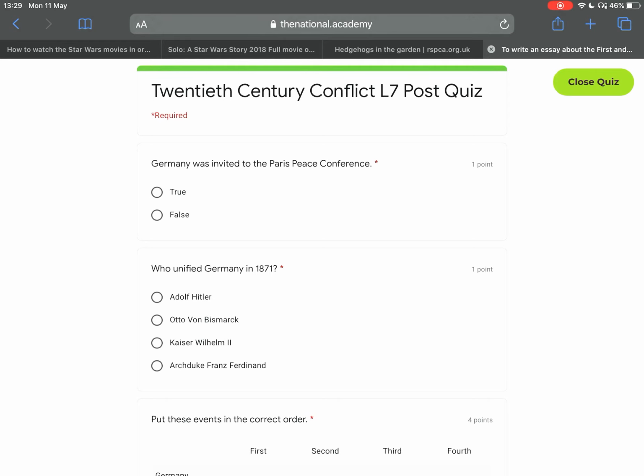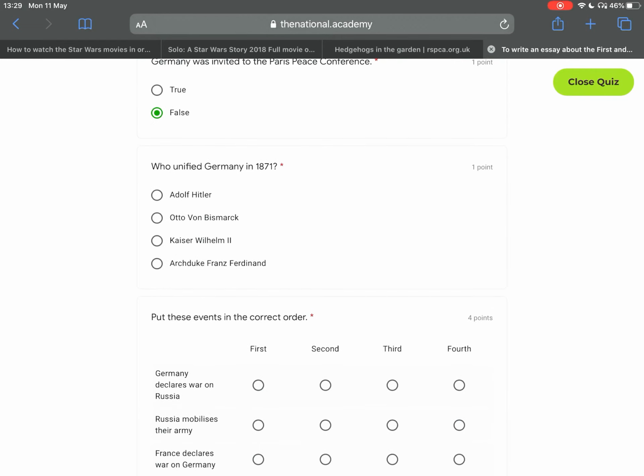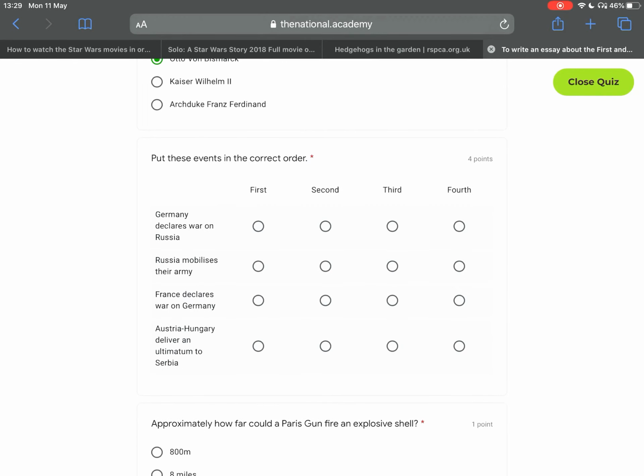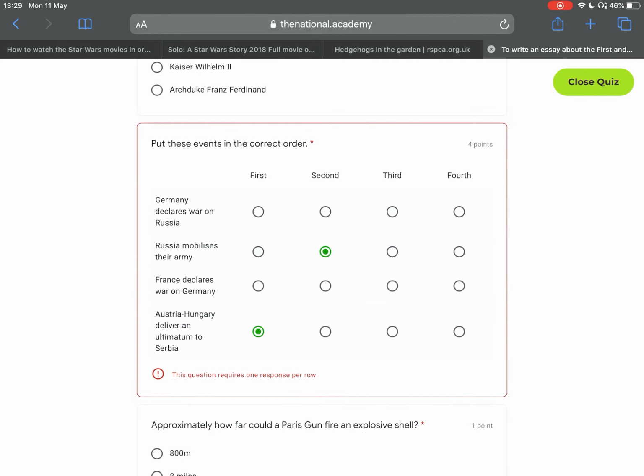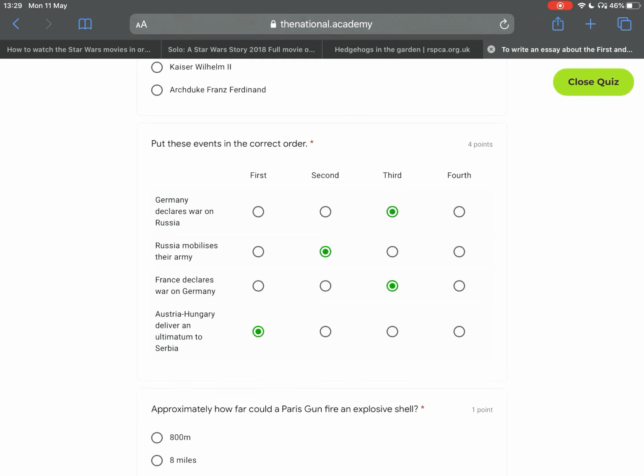Germany was invited to a peace conference. That's false. Who united Germany in 1871? That's Otto von Bismarck. Put these events in the correct order. That would be first, Austria-Hungary delivers an ultimatum to Serbia. Then Russia mobilizes their army. Then France declares war on Germany. Then Germany declares war on Russia. Then France declares war on Germany.